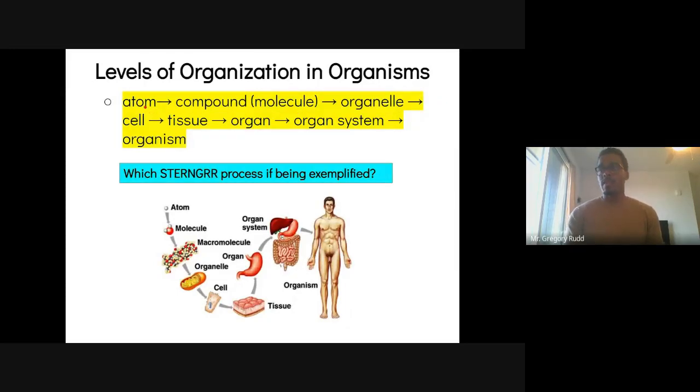So what we're doing here is zooming out. We're backing up from the level of organization. We start off really, really small, almost too small to even conceive of. An atom is unbelievably small.